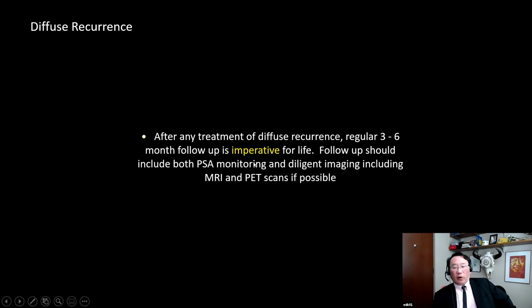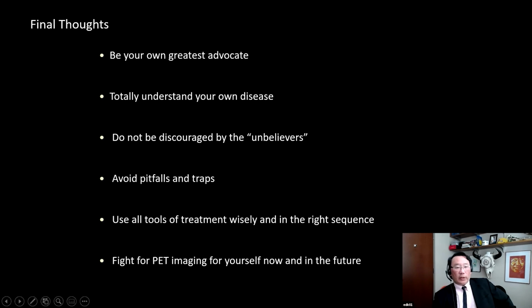Once again, after all forms of therapy, you need regular follow-up. This is imperative for life. You should get PET scans, PSA, MRI, and whatever.